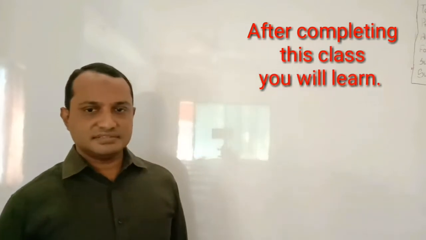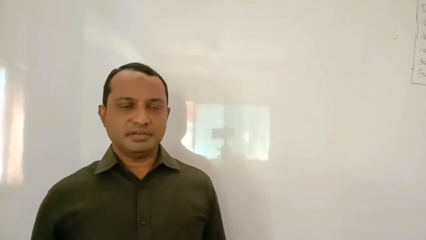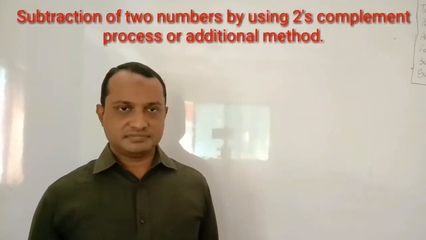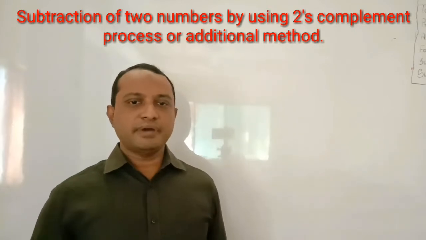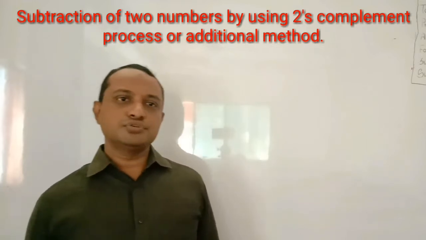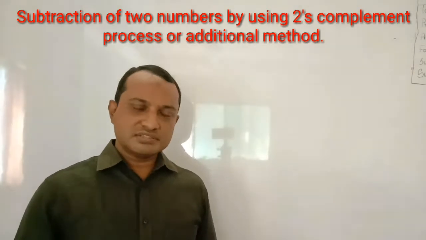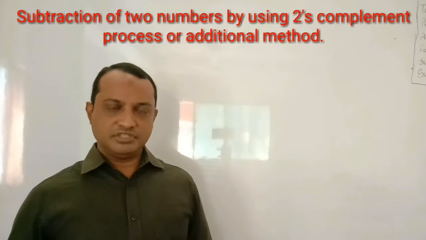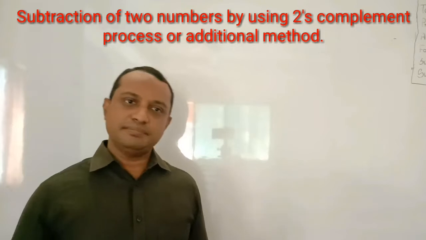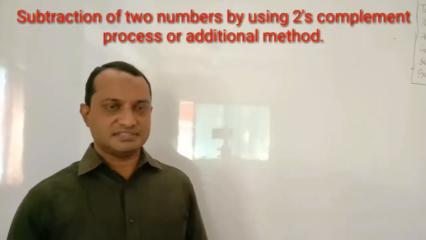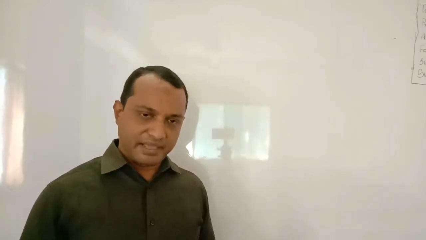After completing this class, you will learn subtraction of two numbers by using the 2's complement process. That means how you can subtract one number from another number by using the addition method or 2's complement system. In the meantime, you have learned what 1's complement and 2's complement are, and how you can use them in any binary number, in your previous classes. Today, by using the 2's complement number system, we will do a math problem.